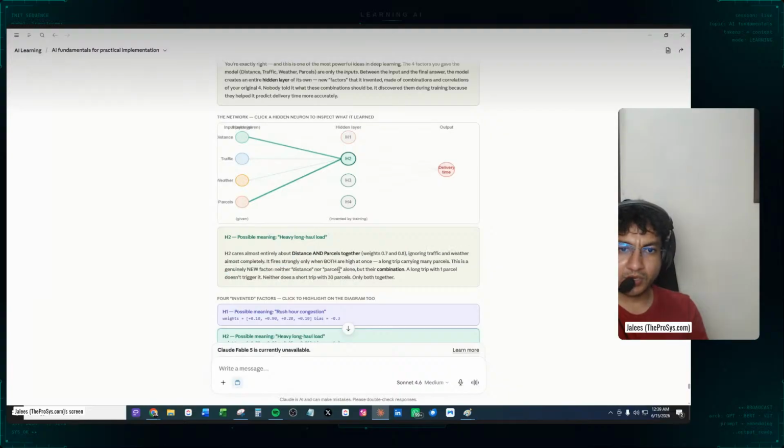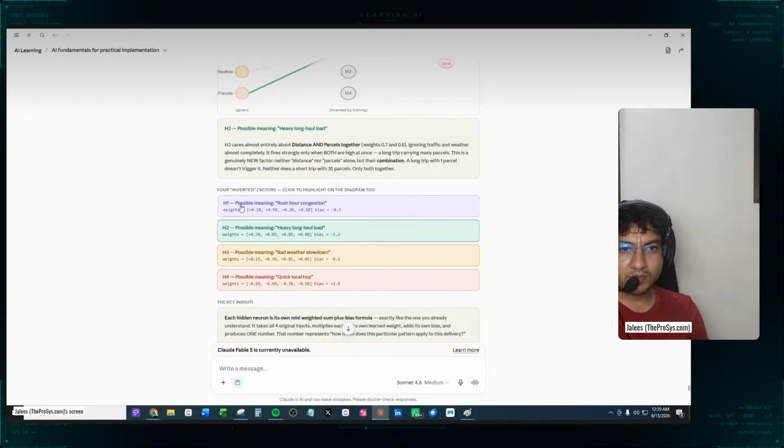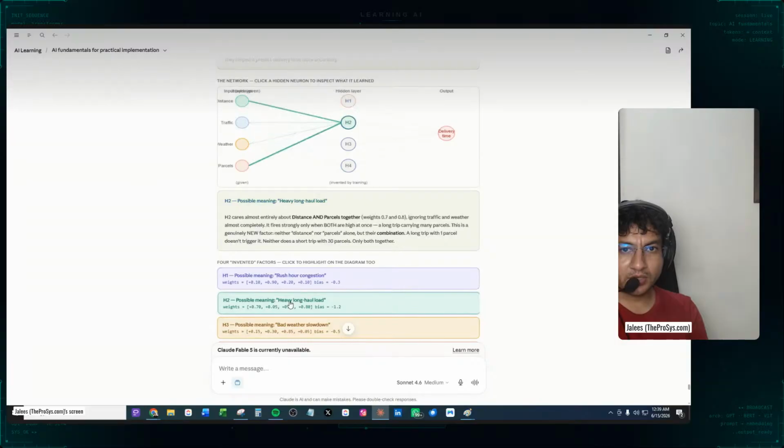It fires strongly only when both are high at once: a long trip carrying many parcels. This is a genuinely new factor, neither distance nor parcels alone, but their combination. A long trip with one parcel doesn't trigger it, neither does a short trip with 30 parcels, only both together. Okay, that's how it works.